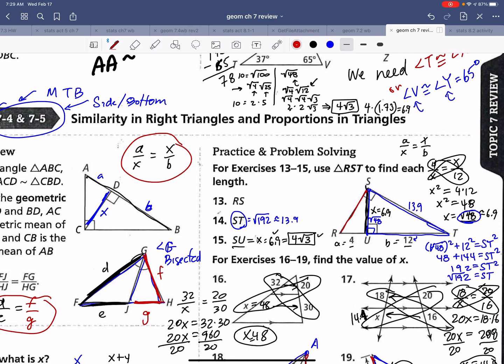Now let's investigate SR. So one side is 4, so 4 squared. The other side is the square root of 48. We'll square that. And that should equal SR squared, or RS squared. So when we combine these, we get 64. Ooh, that's exciting, because when I take the square root of 64, I get 8. And so this is 8.